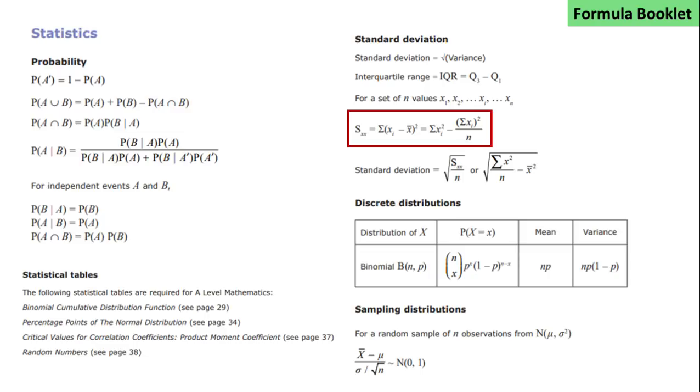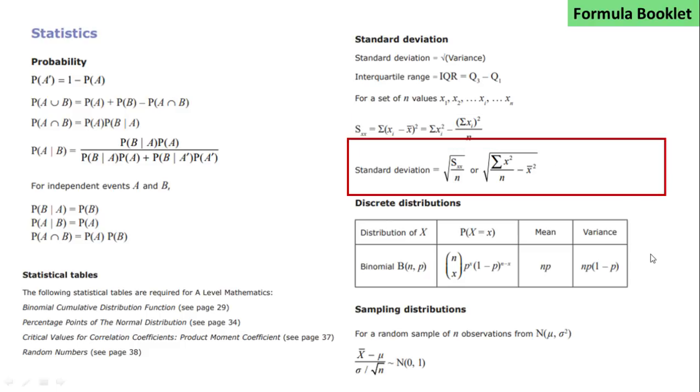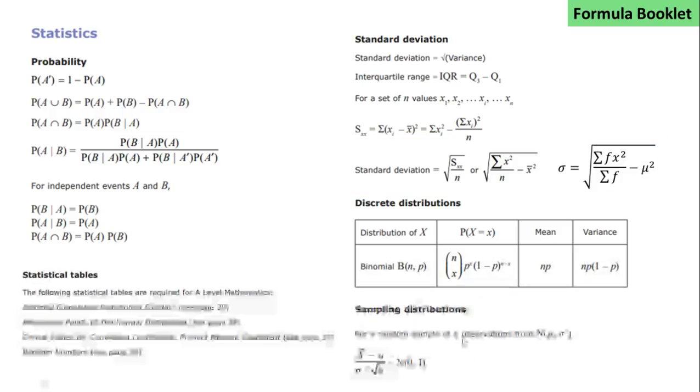First of all, let's take a look at what's in the formula booklet. At this stage, I'd like to highlight that there is a definition of Sxx. Sometimes you're given a value for this and you'll need to refer to that formula. You're also given two formulations for standard deviation. You're not actually given the frequency table version, sigma fx squared over sigma f minus mu squared, all square rooted, so you need to be aware of that one. And the others we'll refer to as we press on.